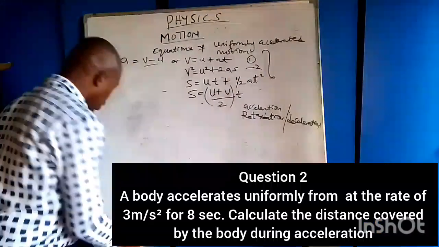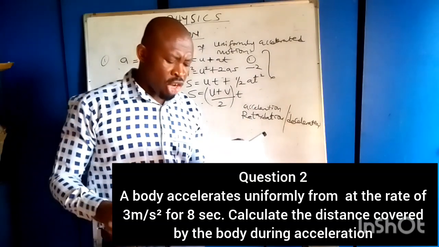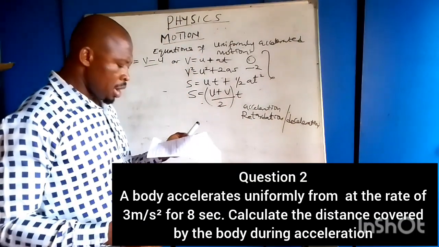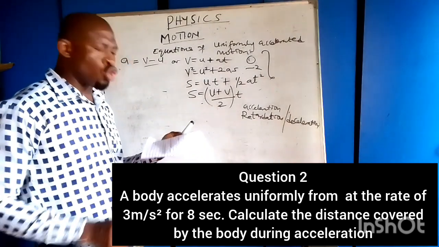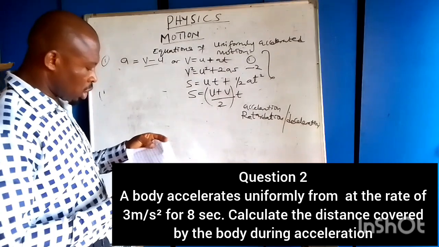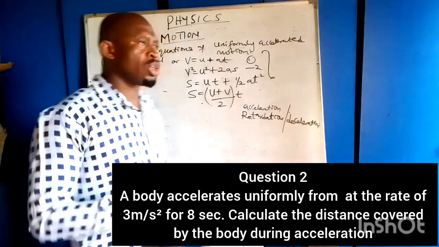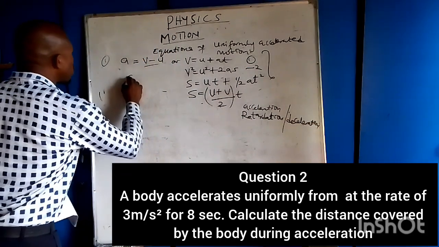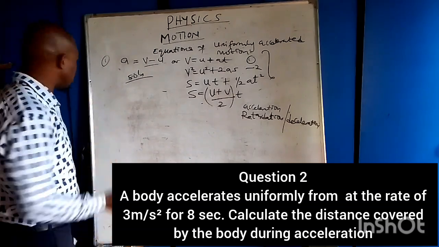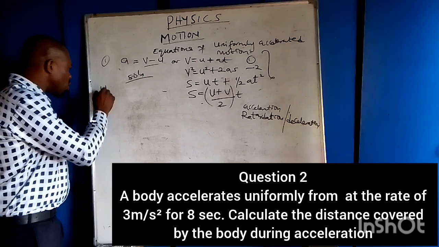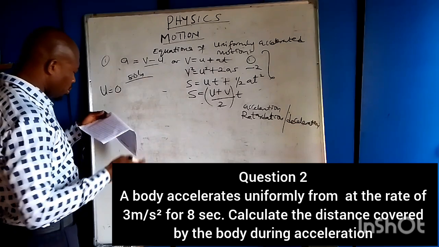Question number 2 says: a body accelerates uniformly from rest at the rate of 3 meters per second squared for 8 seconds. Calculate the distance covered by the body during acceleration. Now, with the solution, we have a body that accelerates uniformly from rest. Since it is accelerating uniformly from rest, u becomes 0.